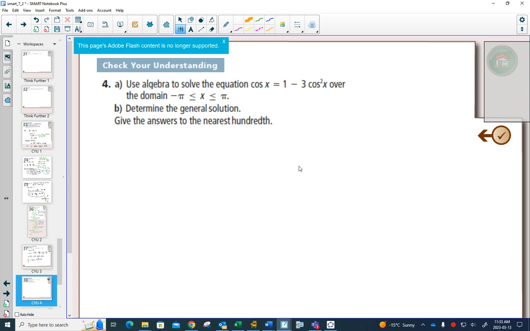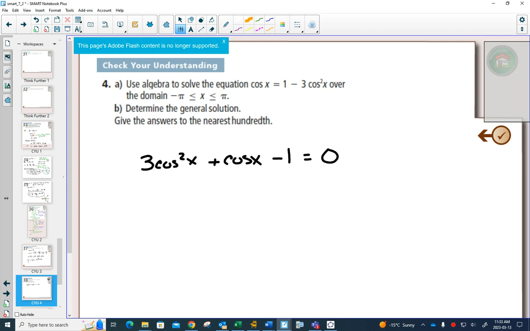So I am going to move the 3 cos squared x to the left. I still have a plus cos x on the left. I'm going to move the 1 over, gives me minus 1. And I make one side equal to 0. And when you have a quadratic equation, you have two options. You can either factor or use the quadratic formula.